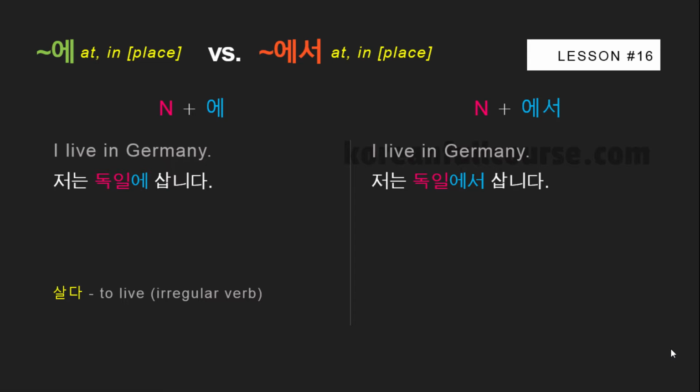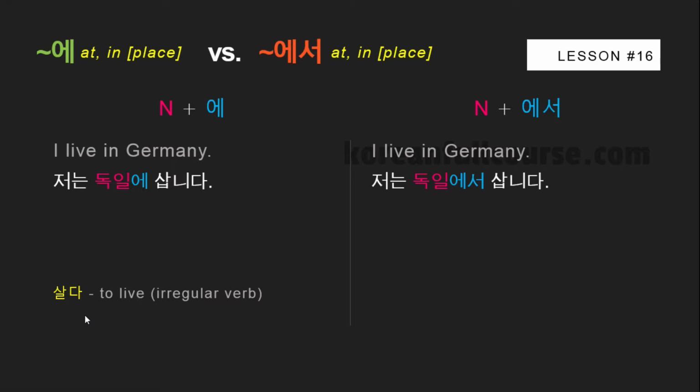The verb is to live, 살다, which is an irregular verb. All verbs and adjectives whose stem ends with 리을 are irregular, which is why instead of 살습니다, the correct form for the present tense would be 삽니다. You will learn more about irregular verbs in future lessons. So, to say I live in Germany, you can attach either 에 or 에서 to the word Germany. 저는 독일에 삽니다 or 저는 독일에서 삽니다.